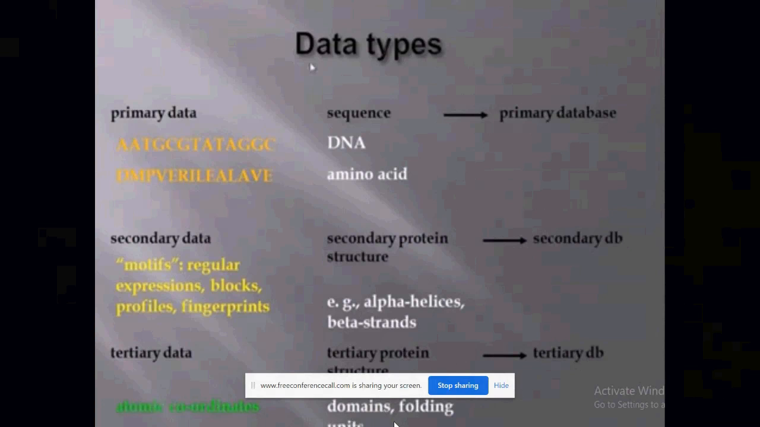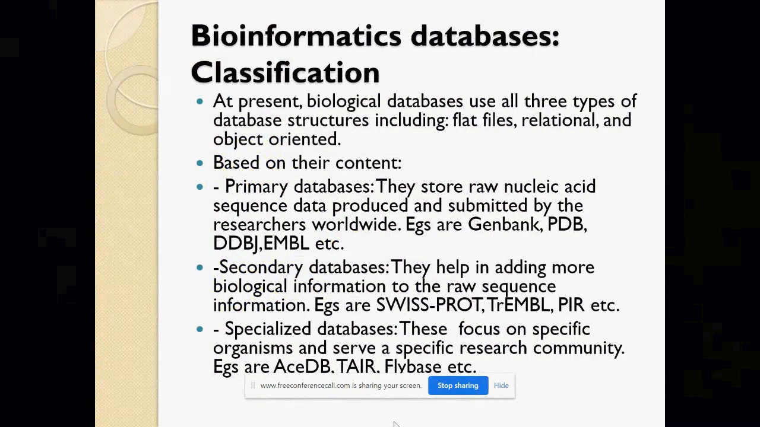And one more type of data is specifically about organisms, which is stored by specialized databases. For example, WormBase and FlyBase are organism-specific databases, and they are known as specialized databases. Now I have classified the bioinformatics databases. They are classified as follows, on the basis of their content.